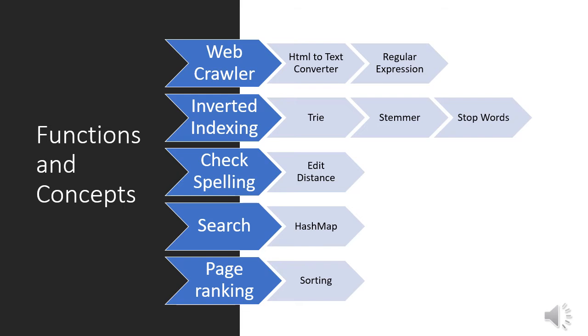Let's talk about page ranking. So now, according to Prachi, if we have successfully retrieved all the links that are related to the search and stored them in the hash map, it's time to sort or rank them according to the occurrences of the result appearing in the links.